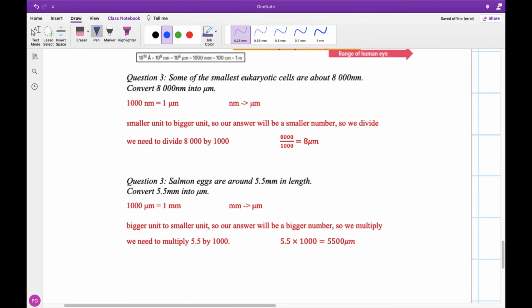Now, salmon eggs are about 5 millimeters in length. Now we're going to convert millimeters into micrometers. Millimeters are now the bigger unit, so we're going from a bigger unit to a smaller unit, and millimeters are 1,000 times bigger than a micrometer. So 1 millimeter is 1,000 micrometers. Since we're going from a bigger unit to a smaller unit, our answer is going to be a bigger number. So we're going to be multiplying by 1,000 here. And we get that our salmon eggs are about 5,500 micrometers.